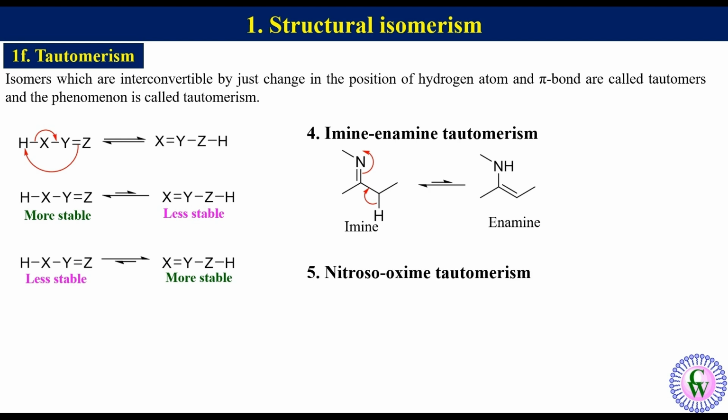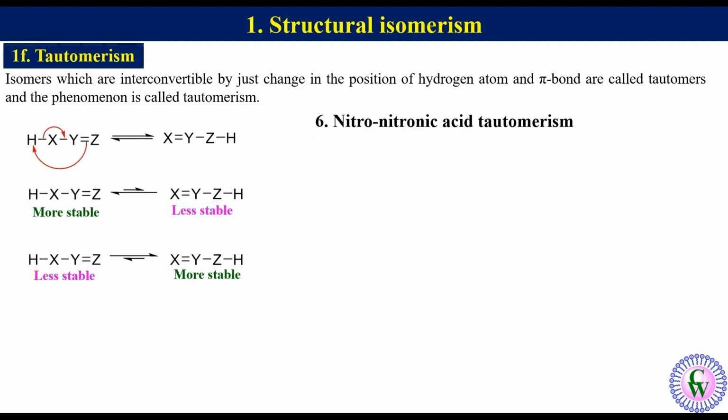Nitroso-oxime tautomerism. A nitroso compound with at least one alpha hydrogen can undergo delocalization of alpha proton to oxygen to produce oxime. Here, oxime is more stable than nitroso. Nitro-nitronic acid tautomerism. Nitroalkane with at least one alpha hydrogen undergoes proton shift to produce nitronic acid tautomer. Here, nitro tautomer is more stable than nitronic acid.